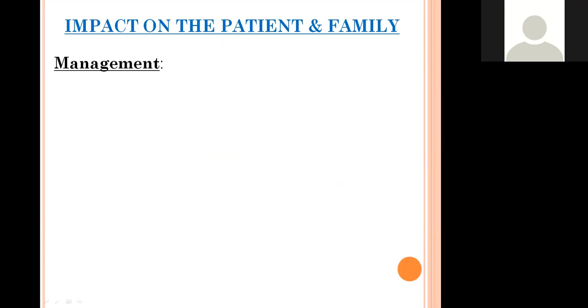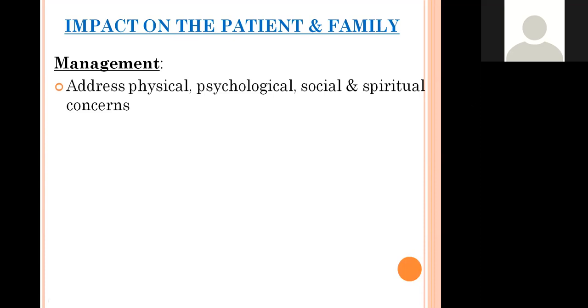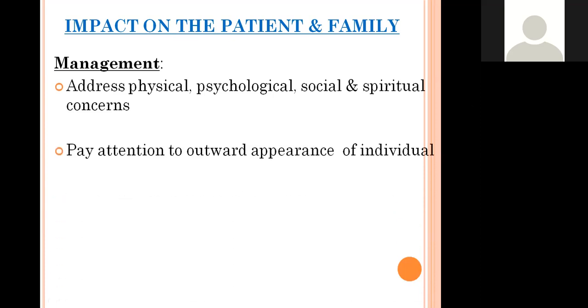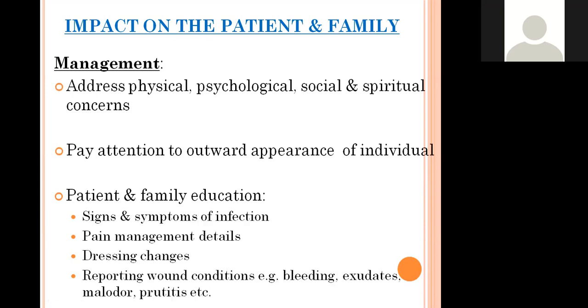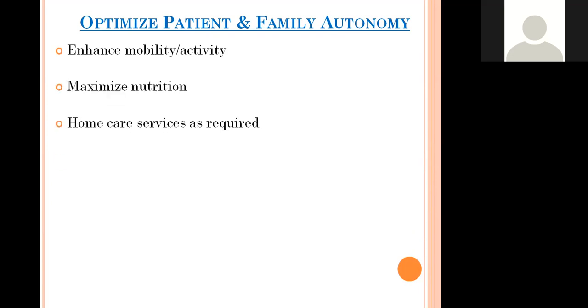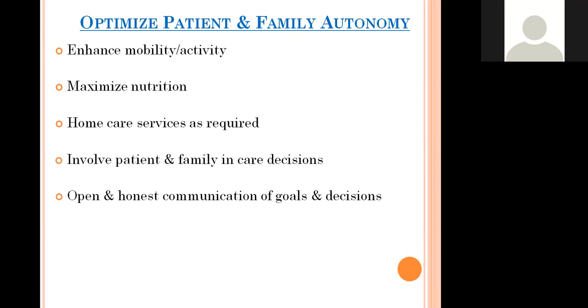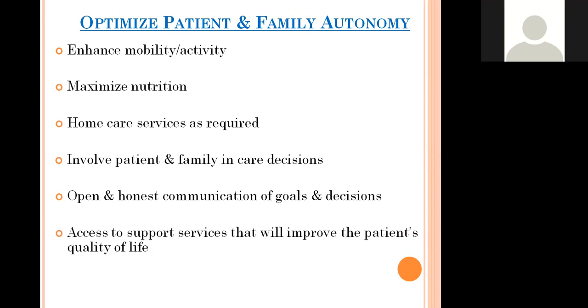So impact on the patient and the family. We need to address the physical, psychological, social, and spiritual concerns. Pay attention to outward appearance of the individual. It is important to educate the patient and the family on the signs and symptoms of infection, pain management details, dressing changes, and to report wound conditions like bleeding, exudates, malodor, and pruritus, so that prompt management can be taken. And optimizing patient and family autonomy by enhancing mobility, activity, maximizing nutrition, providing home care services as required, involving patient and family in care decisions, having open and honest communication of goals and decisions, and access to support services that will improve the patient's quality of life, and assess and consider the financial situation of the family.